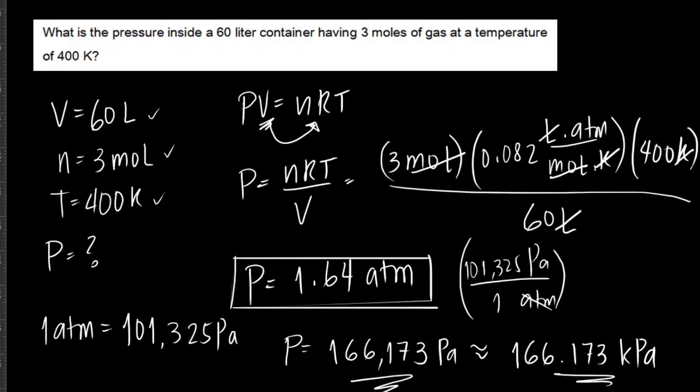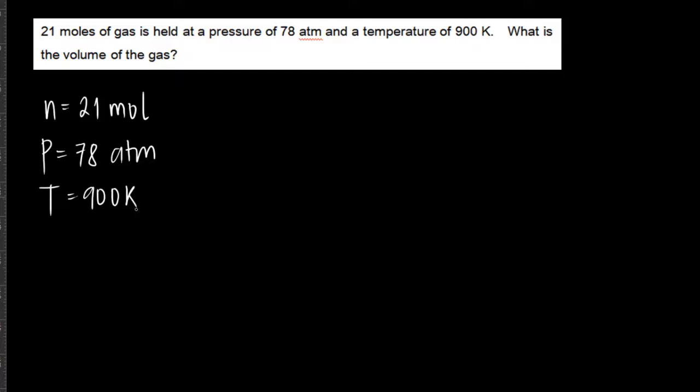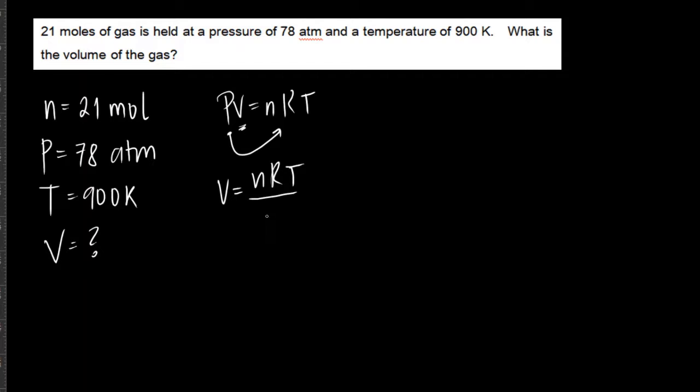Okay? Next example. So, let's go to the givens. Our n is 21 moles. The pressure is 78 atmospheres. The temperature is 900 kelvins. What we are looking for is volume. So, equation PV equals nRT. We want volume to remain, so pressure is transposed. Volume is now equal to nRT over P.